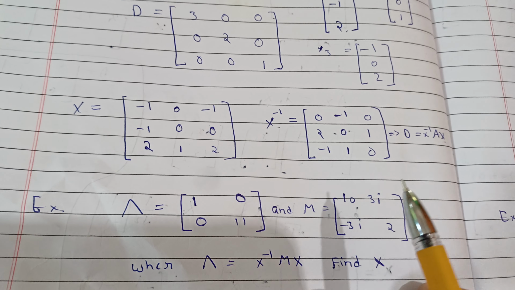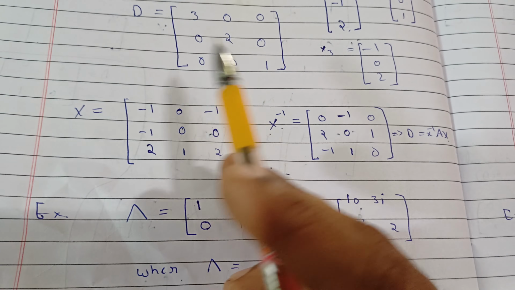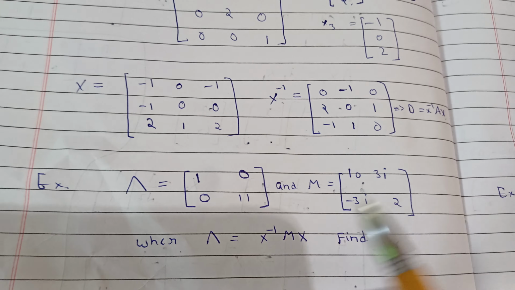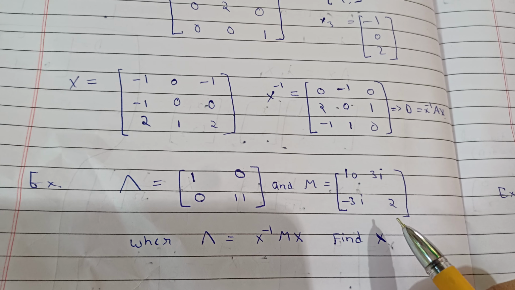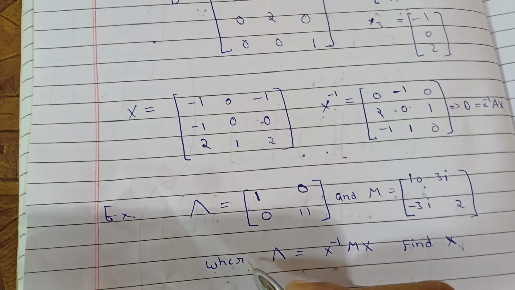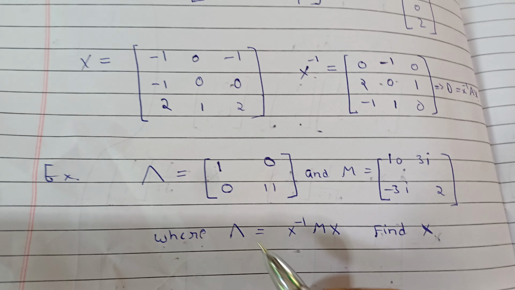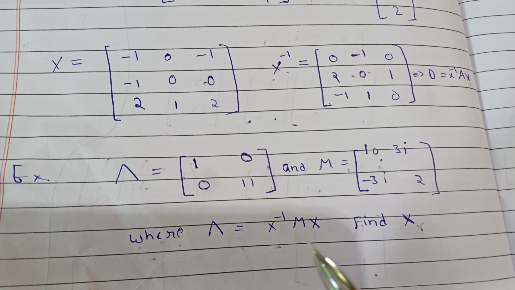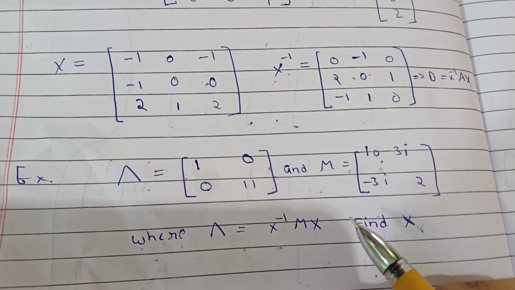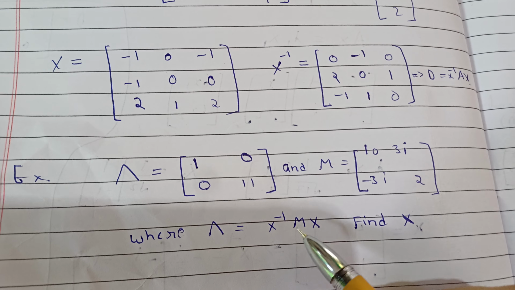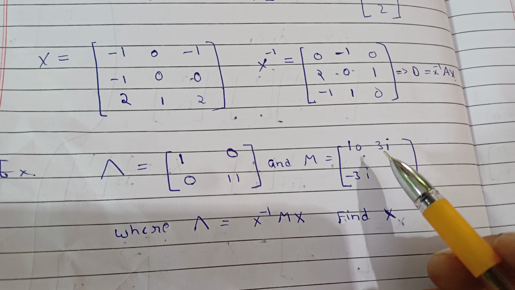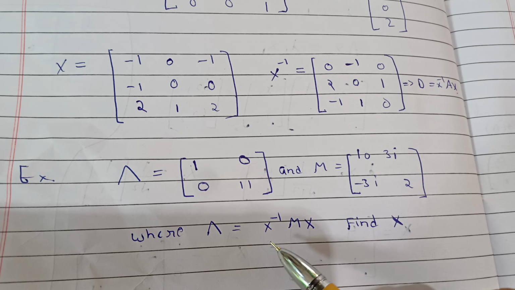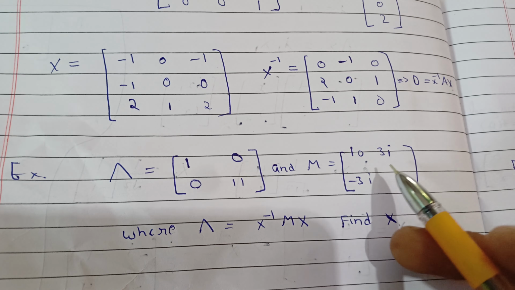Now let's solve some questions which can be asked related to these concepts. Now if the given matrix is this and M is given like this, where this equals x inverse M x, so we need to find x. So what will be x? We know what x is. X is nothing but, first we need to find the eigenvalues, then find the eigenvectors, and those eigenvectors put in a matrix will be x. So it will take a very long time.